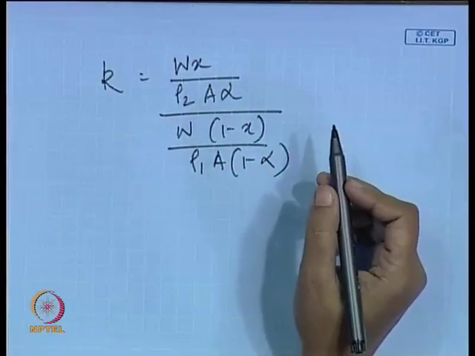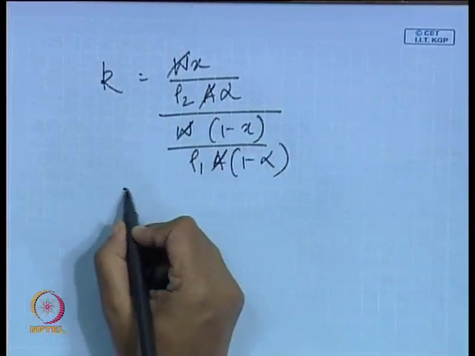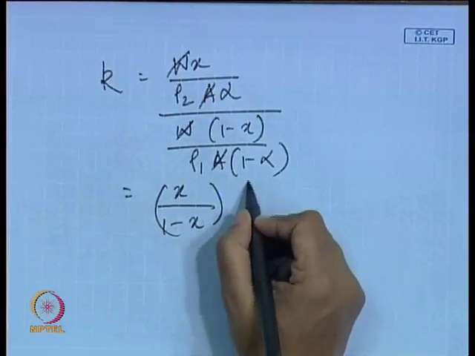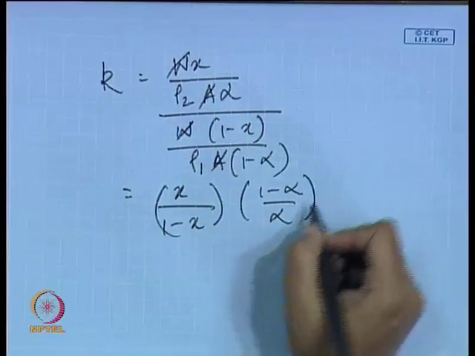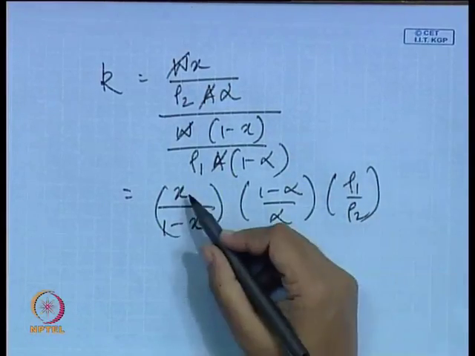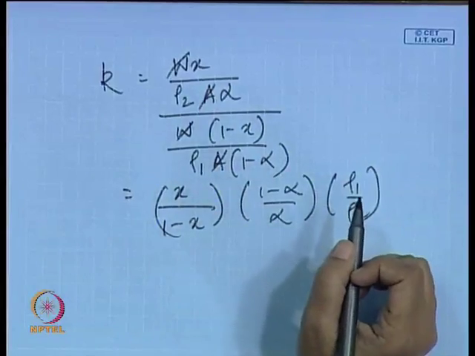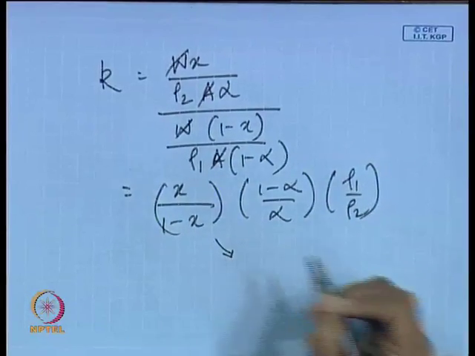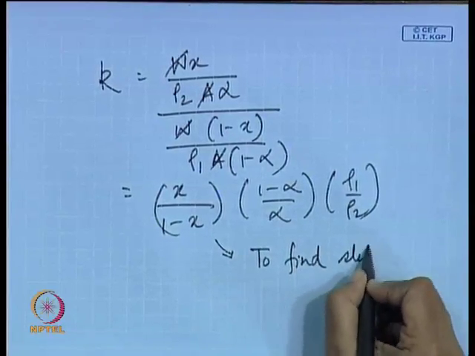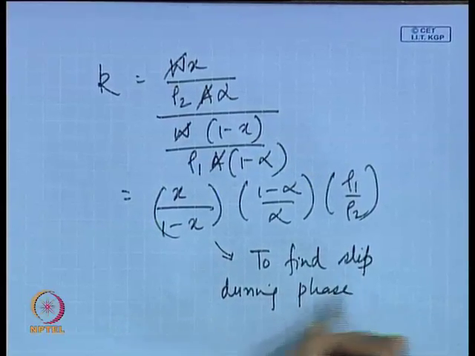okay, and therefore, we find what K is equal to, these things cancel out. So, K we find is nothing but equal to x by 1 minus x, 1 minus alpha by alpha, rho 1 by rho 2. Rho 1, rho 2 are known, x is known. So, if alpha can be found out, K can be found out, or vice versa. Okay. This relationship is very important to find slip during phase transition. This is a very important relationship.